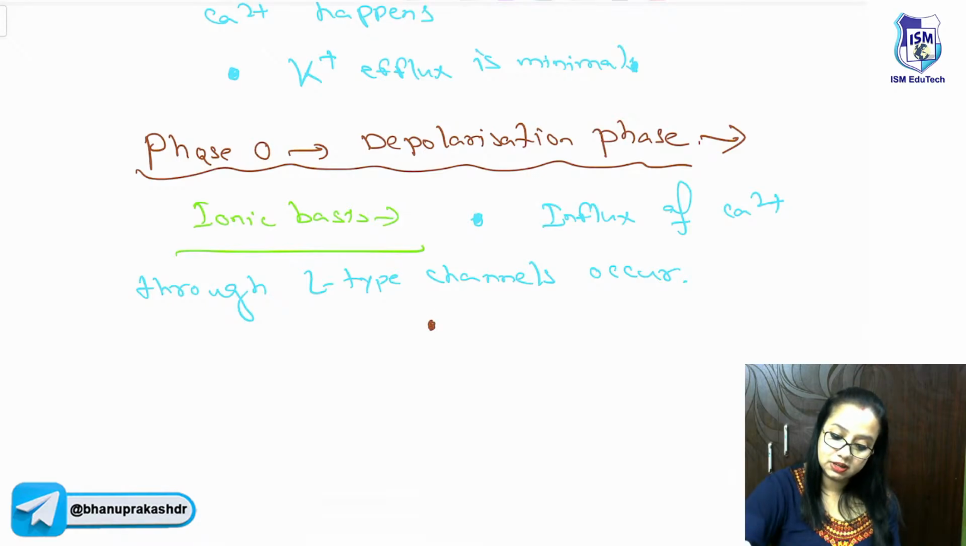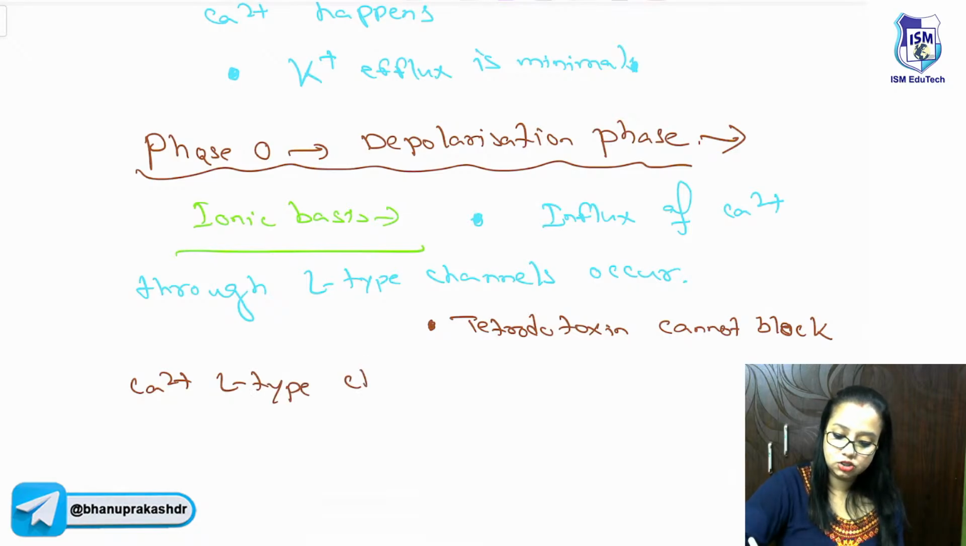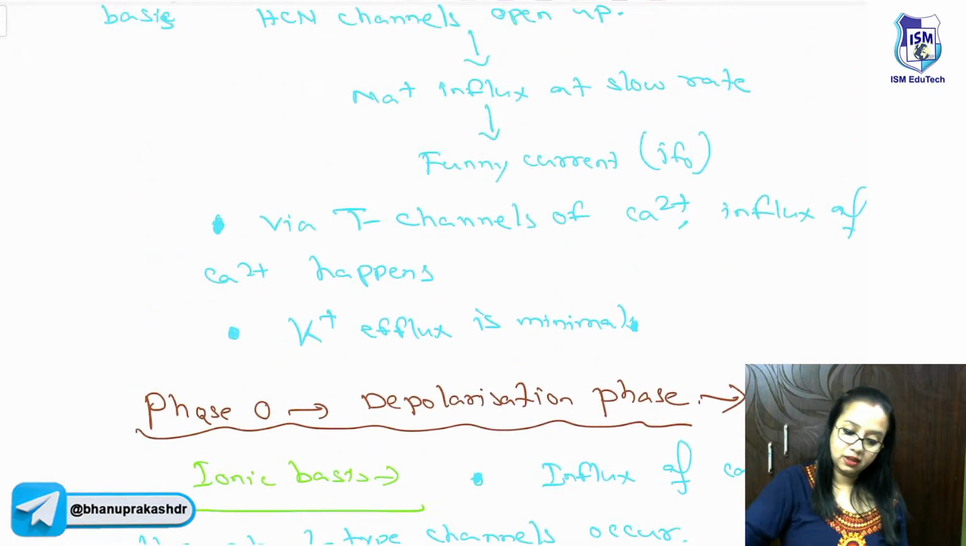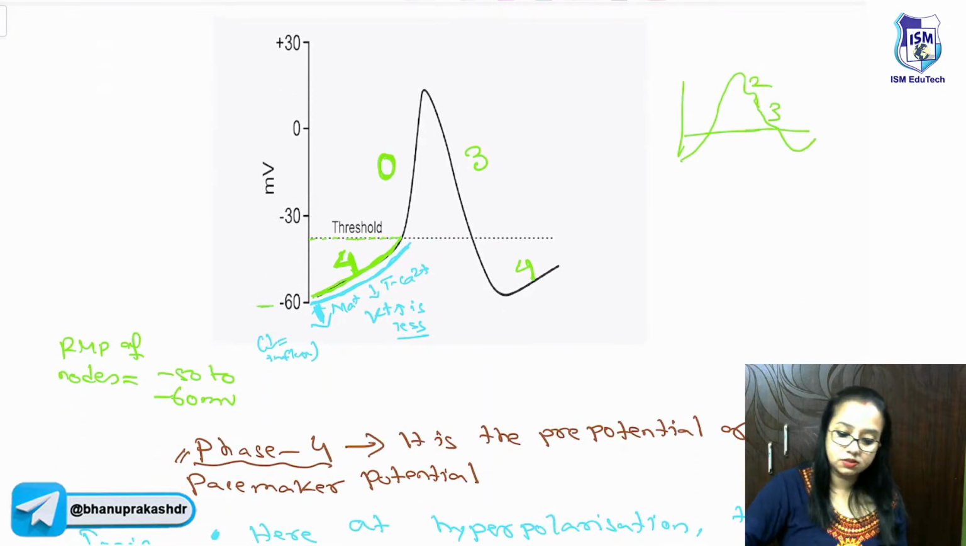Here the clinical implication is that tetrodotoxin cannot block the calcium L type channel. So the SA node has no effect from the toxin from the puffer fish. Now, there is no phase 1. Phase 2 is merged with phase 3.